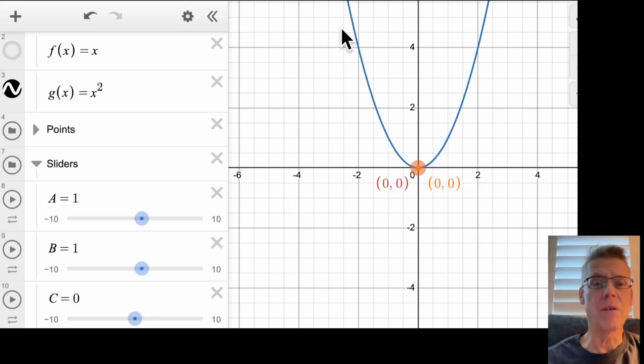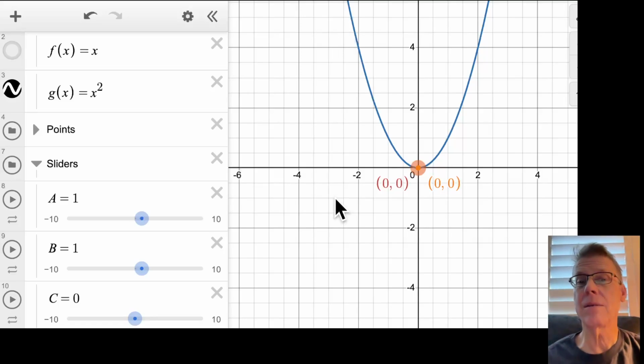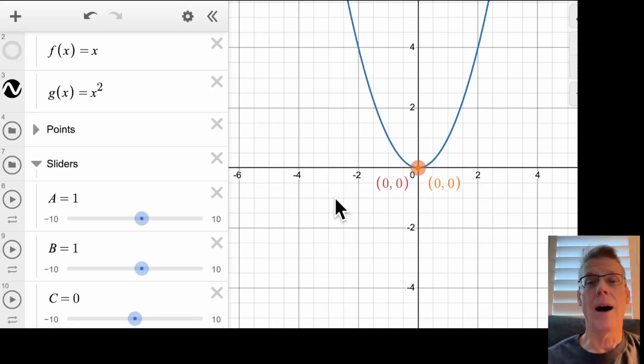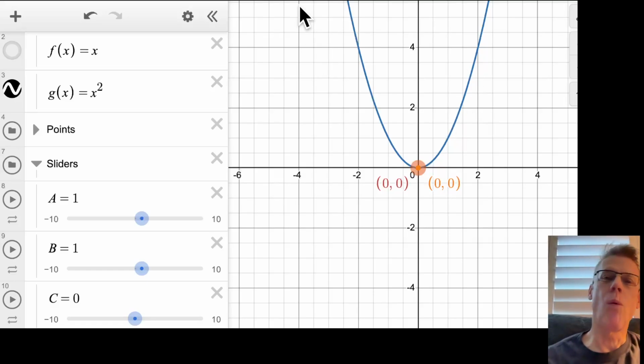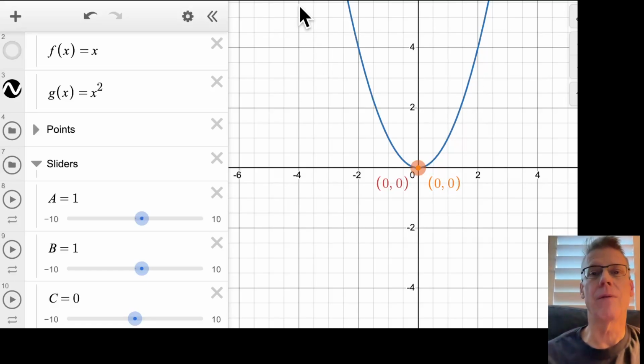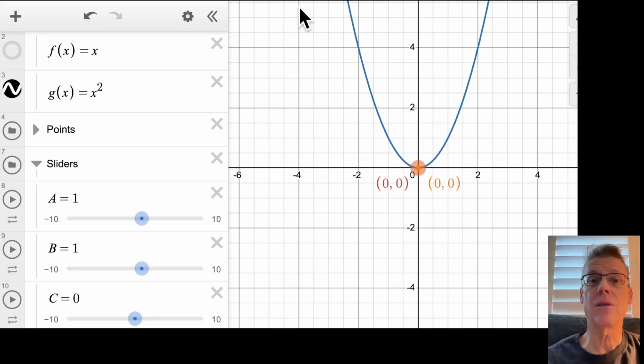So what we're going to do is move that around and change its shape, and that's called a transformation. When I say change its shape, it's still going to be a parabola. It's going to have this basic U shape, but you can make it wider or narrower or flip it over. There are different things you can do that are all called transformations. And we're going to start with what are called vertical and horizontal shifts.